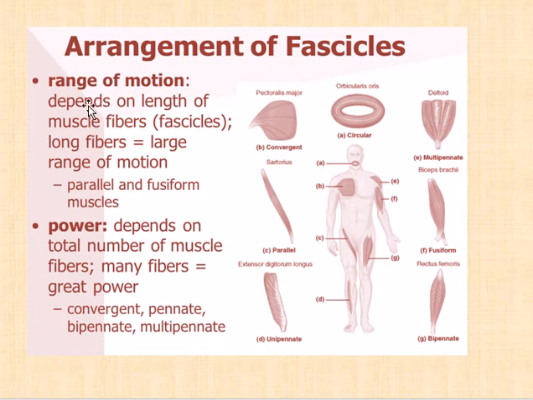Range of motion depends upon the length of the muscle fibers. Long fibers, large range of motion. Examples, strap and fusiform muscles. Power depends upon the total number of the muscle fibers. Many fibers, then greater power. Convergent, pinnate, bipinnate and multipinnate. These are basically related to power.